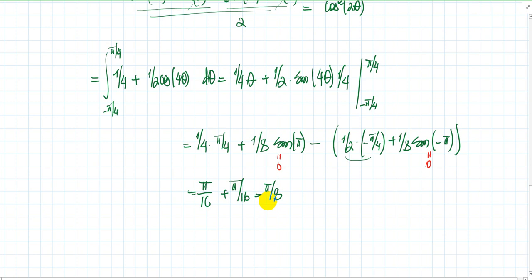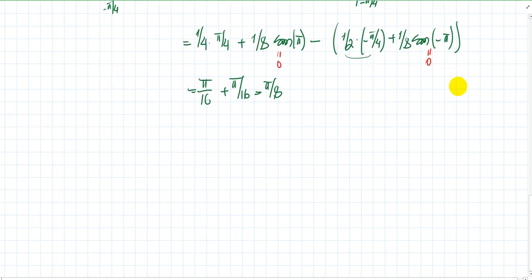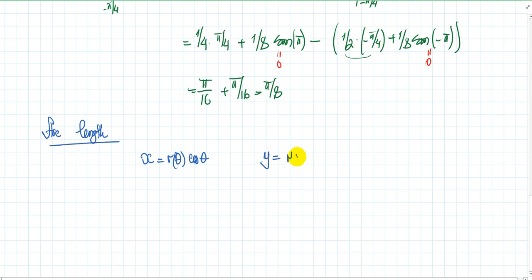So let's discuss how to find arc lengths. We are going to adopt a formula for arc lengths here. In order to find the lengths of curves, we're going to use the parametric equations in polar coordinates. Do you remember what the parametric equations were for polar coordinates? It was x equals r of theta multiplied by cosine of theta, and y equals r of theta multiplied by sine of theta. Do you remember this?